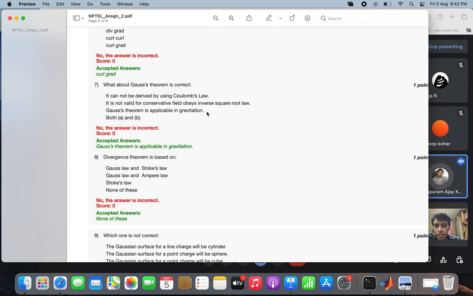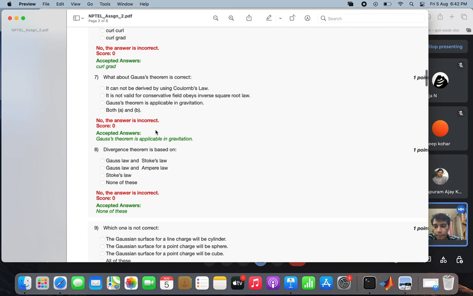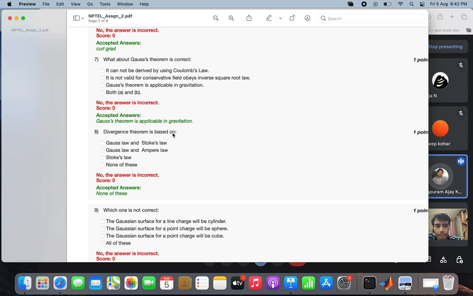So the correct answer, sir, is that it is applicable in gravitation. In electrostatics, the electric field is conservative. Right, so Gauss's law is applied there. So this option is not correct, that it is not valid for conservative fields. The third one is the correct option.